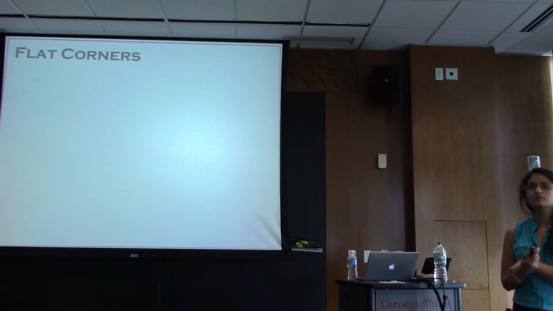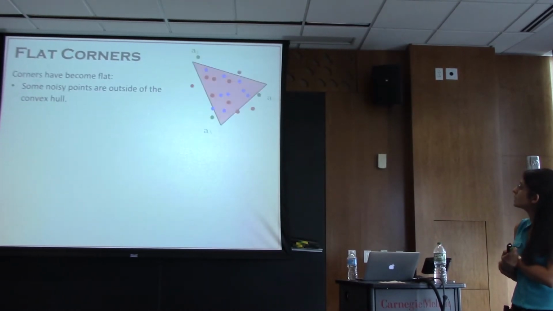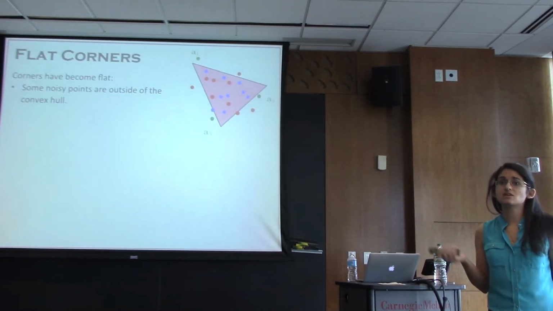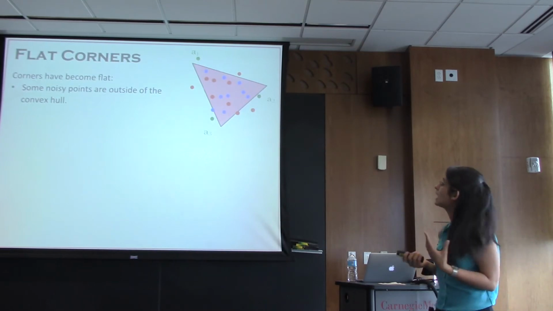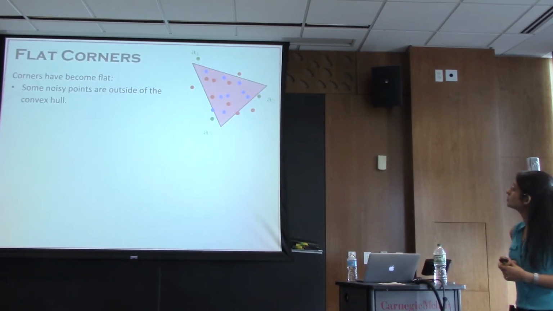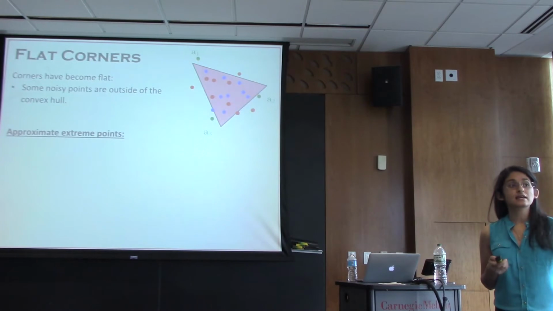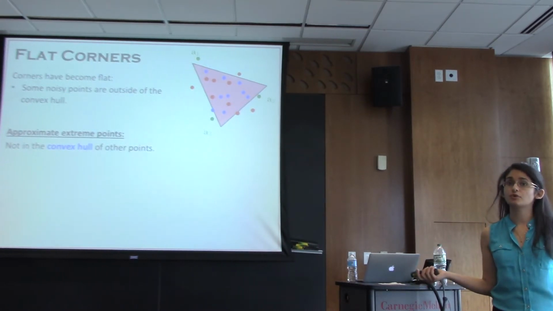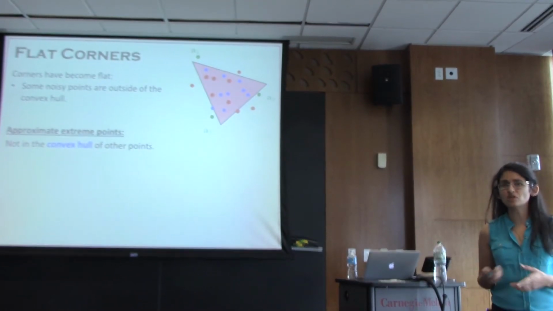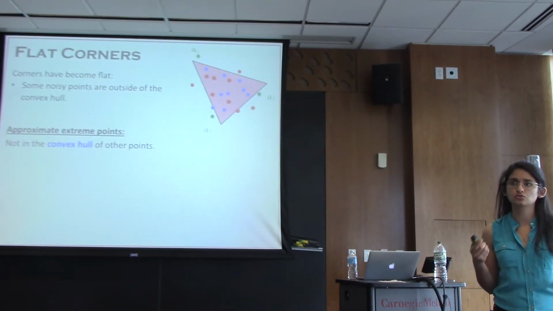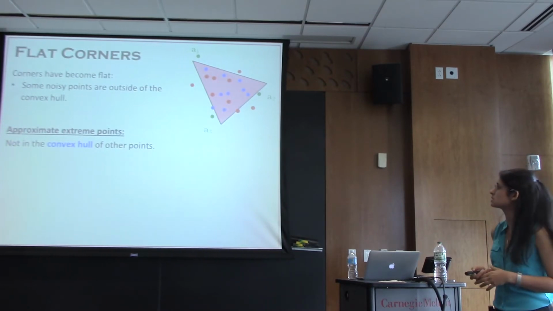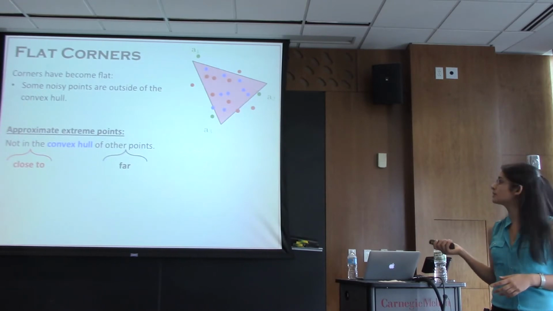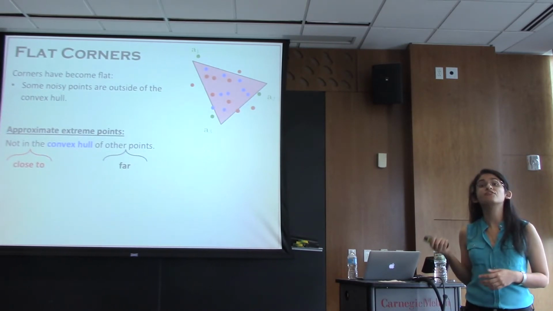Okay, so we got rid of those red balls, and we still have to talk about extreme points in this convex hull that's quite flat on the corners, and how can we do that? Before, we used to say you can take extreme points by just checking whether a point was in the convex hull of other points. This is not really going to work for us because it's not resilient to noise. So we want to change this slightly, and we are going to say that it's not close to the convex hull of the points that are far from it.